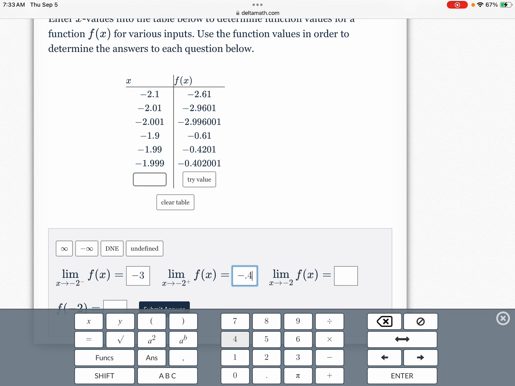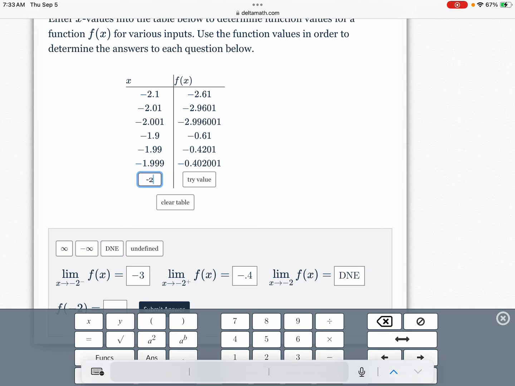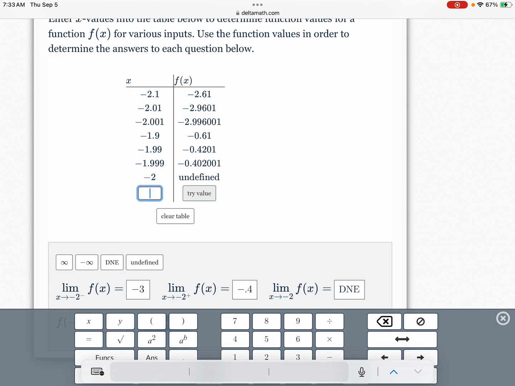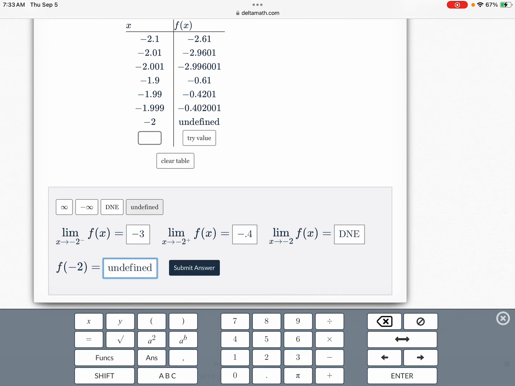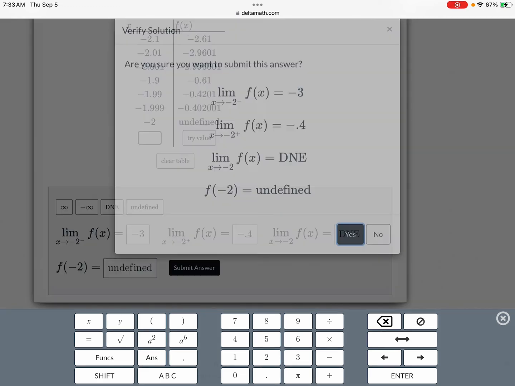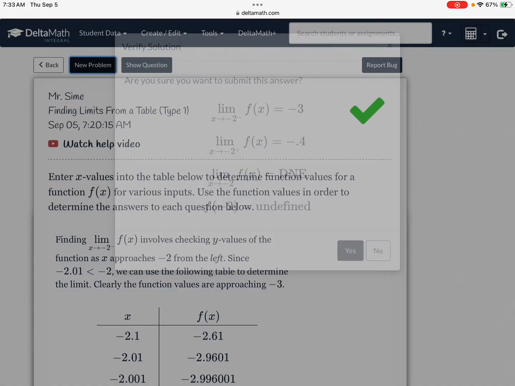Now we can make our conclusion here. The two one-sided limits appear to exist, but they're not equal to each other. So the limit as x approaches -2 from both sides does not exist. And as a final part of the question here, let's just figure out what f of -2 is equal to. I'll type that in. I'll try that out. It's undefined, so I just need to match that in the answer box down here. And then we'll submit, and we'll see what happens here.